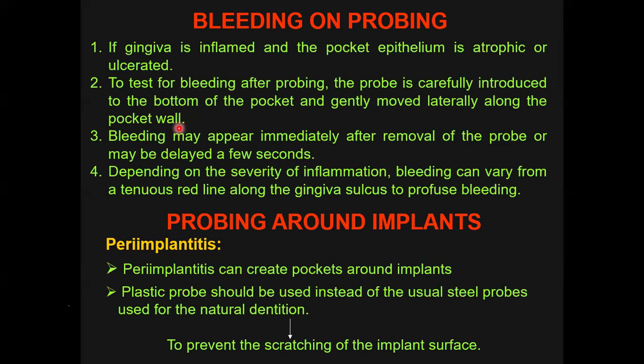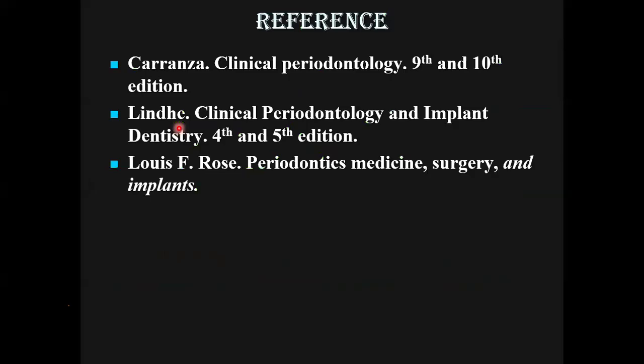Bleeding on probing: if the gingiva is inflamed and the pocket epithelium is atrophic or ulcerated, bleeding is encountered. To test for bleeding after probing, the probe is carefully introduced to the bottom of the pocket and gently moved laterally along the pocket wall. Bleeding may either appear immediately or after removal of the probe or may be delayed for a few seconds. Depending on the severity of inflammation, bleeding can vary from a thin red line along the gingival sulcus to profuse bleeding. While probing around an implant, a plastic probe can be used instead of steel probes to avoid scratching the surface of the implant.